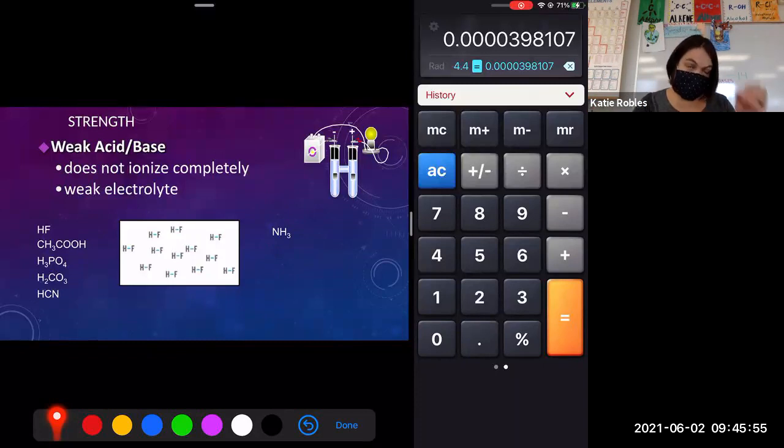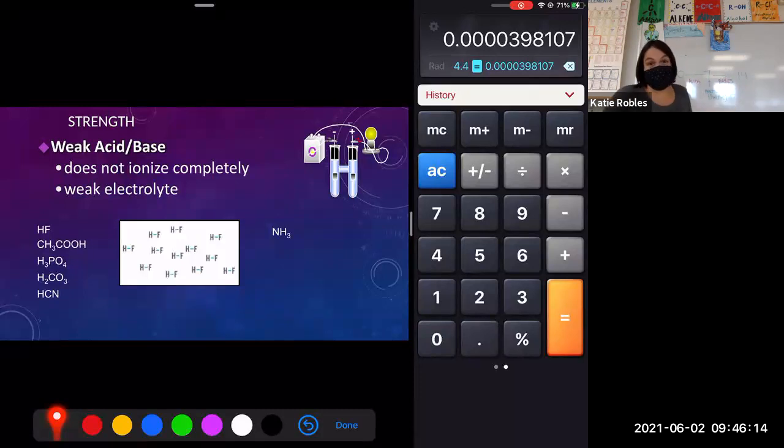And the last thing I'm going to leave you with, just to totally confuse you, is there's strong acids and there's weak acids. And then within the weak acids, there are stronger weak acids and weaker weak acids. Okay? So as far as this scale goes, the next step is it can get a little bit more confusing.